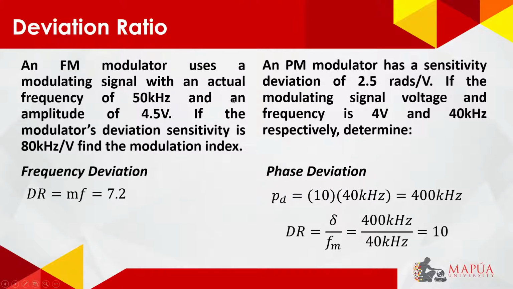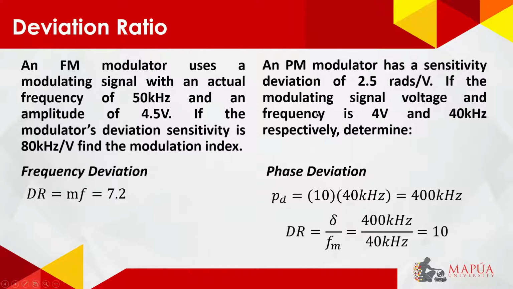Now for the deviation ratio. An FM modulator has a modulating signal with an actual frequency of 50 kHz and an amplitude of 4.5 volts. The modulator's deviation sensitivity is 80 kHz per volt. Same with the first problem, DR is equal to the modulation index of 7.2. So we arrive at the same answer of 7.2.